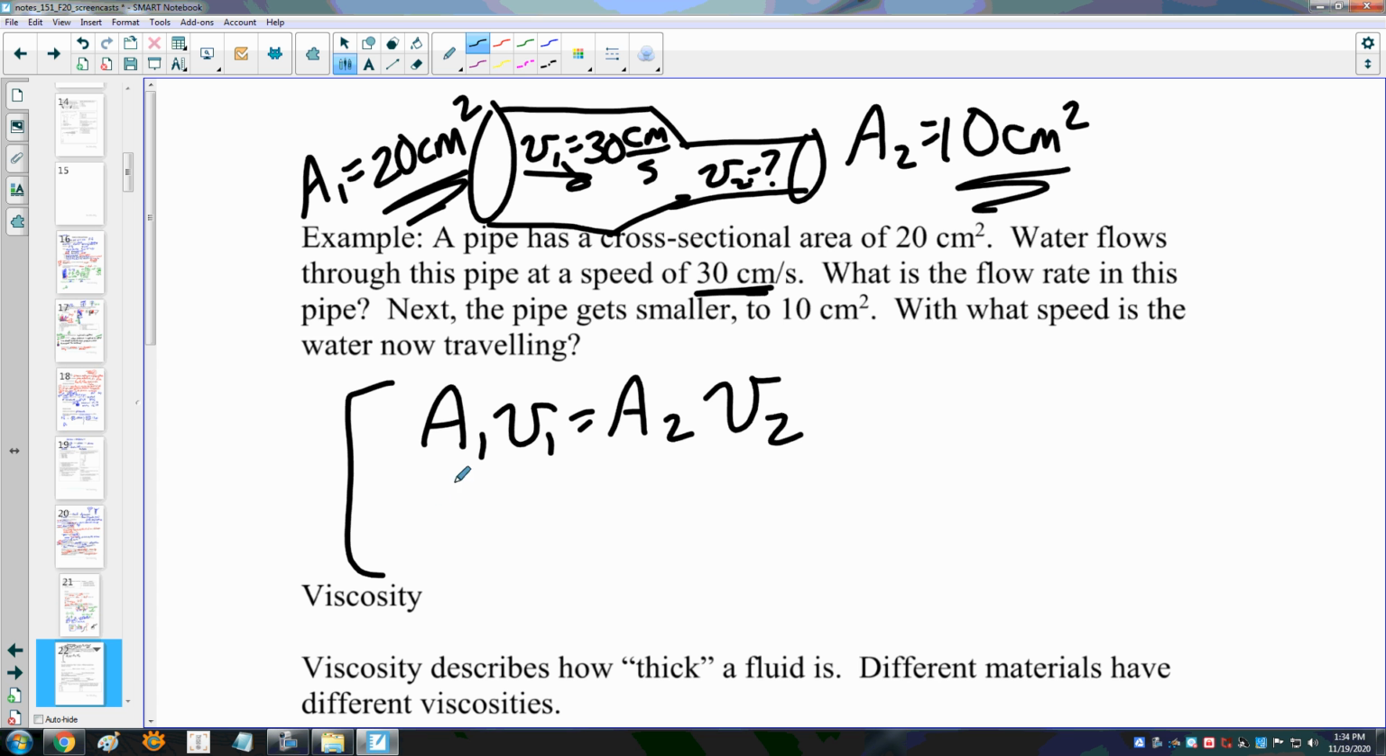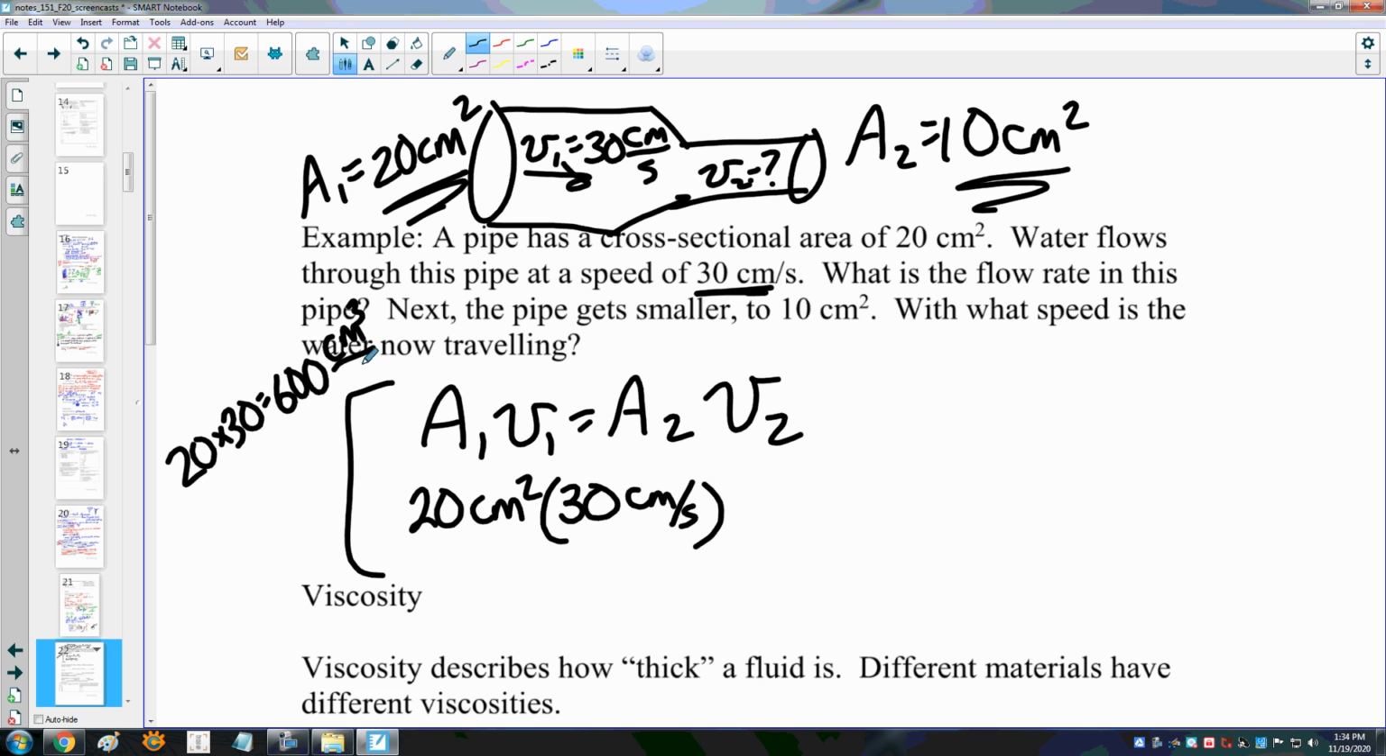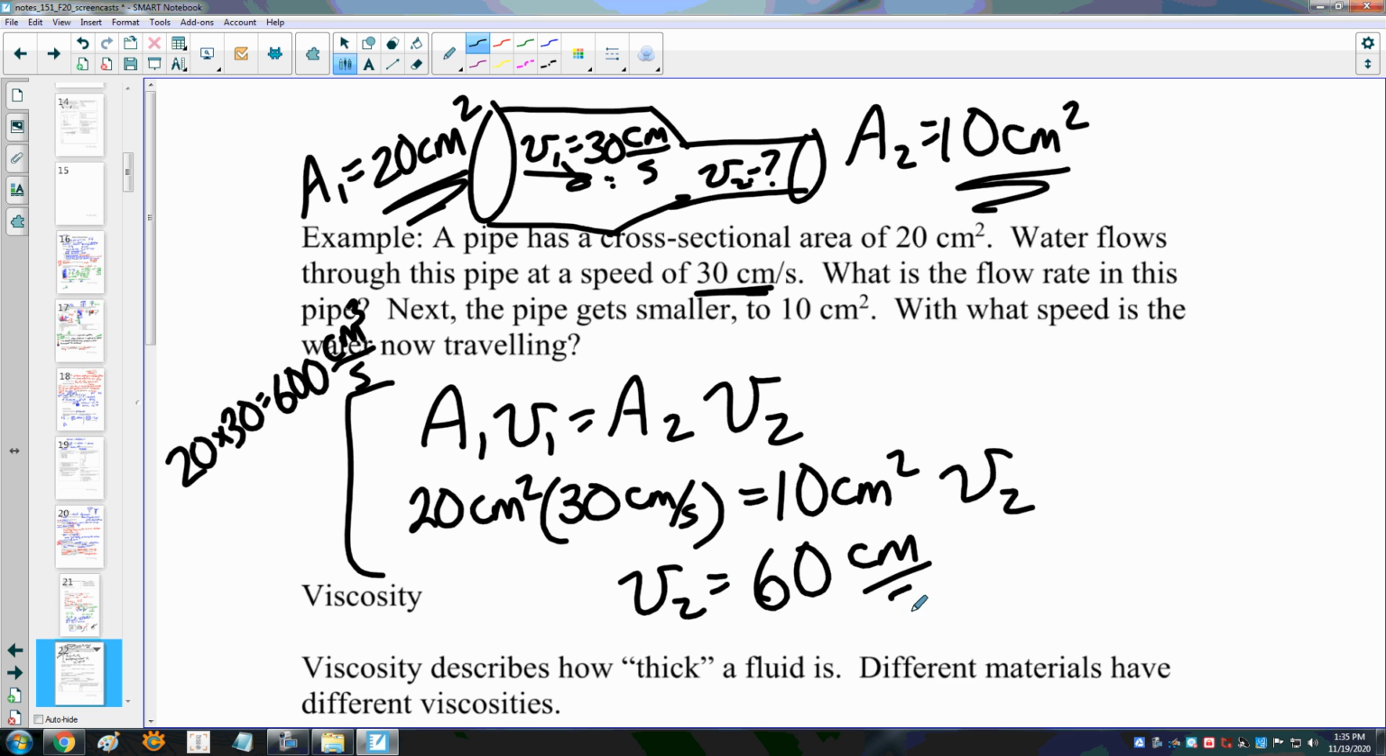As you know, I'll give you all the equations for various quizzes and exams. I have A1 is 20 centimeters squared times V1, which is 30 centimeters per second. By the way, that gives me a flow rate of 20 times 30, or 600 cubic centimeters per second. And I have to always have 600 cubic centimeters per second flowing through this pipe. That's going to equal A2, which is 10 centimeters squared, times the velocity V2. So 600 divided by 10, V2 is equal to 60 centimeters per second. But I knew that because the area decreases by a factor of 2, so the velocity increases by a factor of 2.